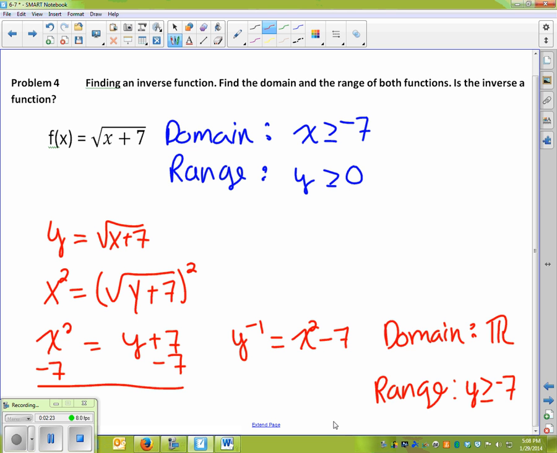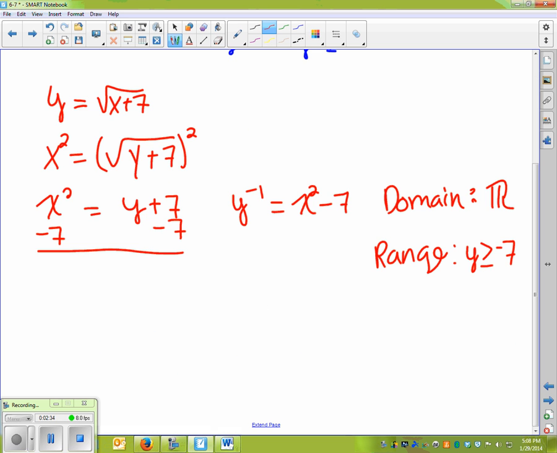Is the inverse relation a function? Yes, it is. I don't have a plus or minus involved. For every one x I pick, I get one single y value. So the inverse is a function. And so let's move on to the next example.